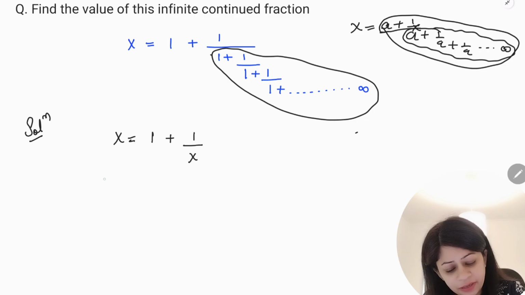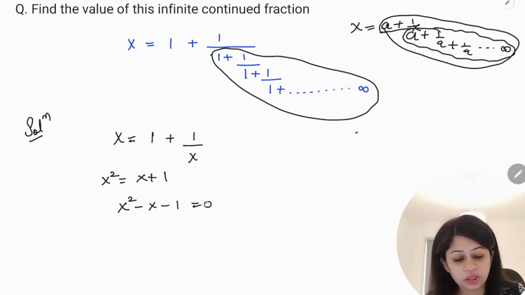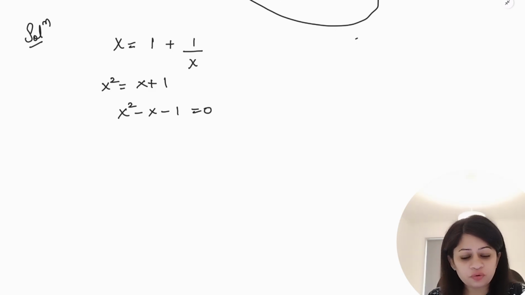Now multiplying with x on both sides, we get x square is equal to x plus 1. And this can be written as x square minus x minus 1 is equal to 0. Now since I need to find out the value of x, and this is a quadratic equation, right? So how will I solve?